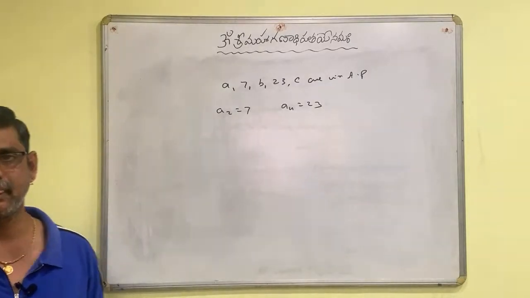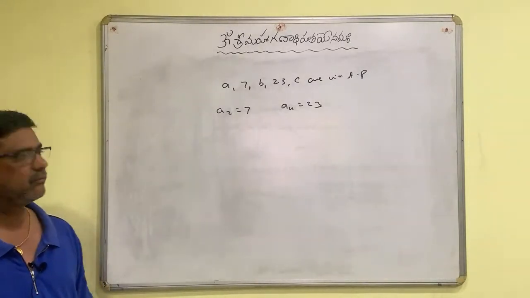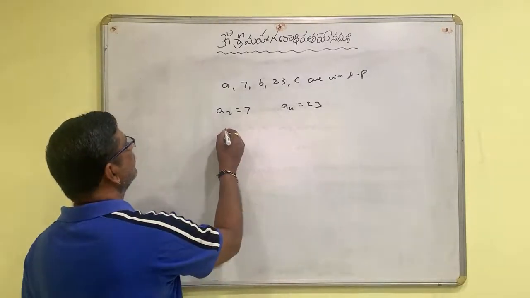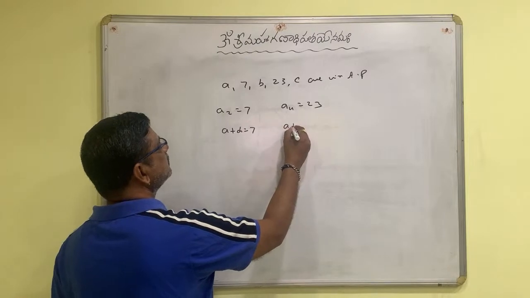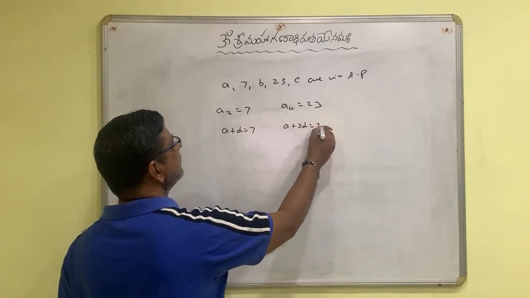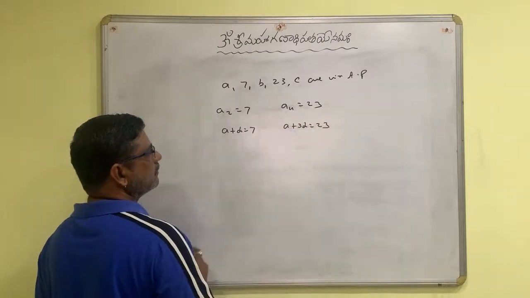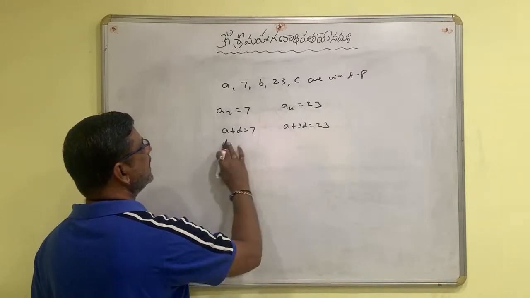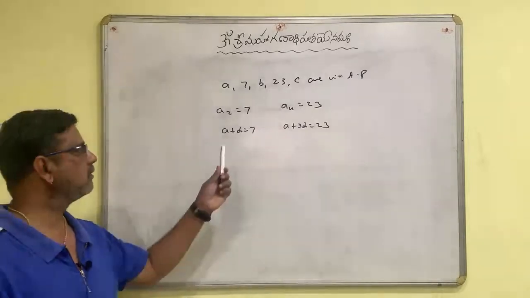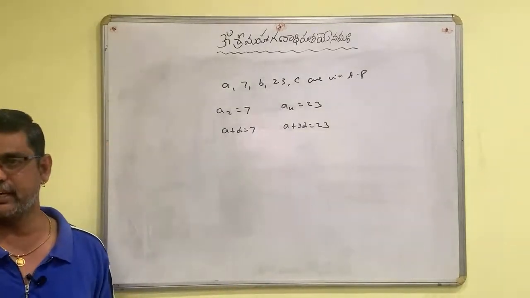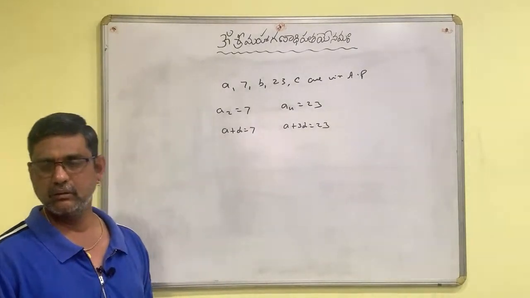So what we have to do here, second term is A plus D and fourth term is A plus 3D. Now you can observe pair of linear equations in two variables.